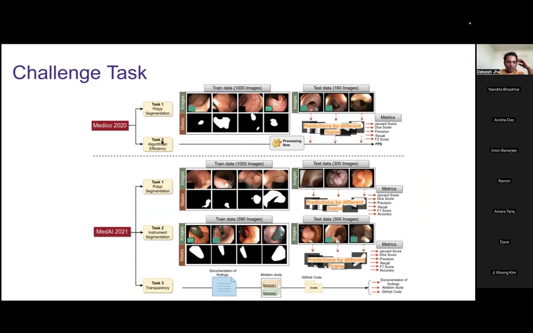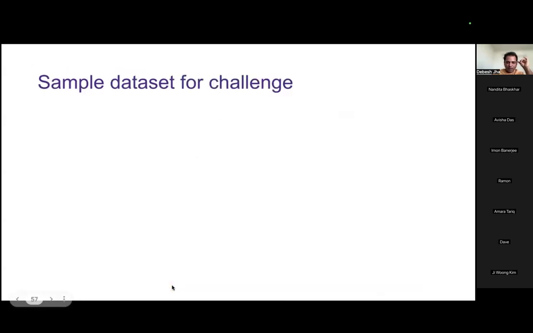So this is the challenge from 2020 and 2021. You can see, for example, in Medco 2020, we pose tasks. One of them is polyp segmentation, another is algorithmic efficiency, because for colonoscopy, real time is important. So that's why we posed this challenge. And in the second challenge, we added this transparency task.